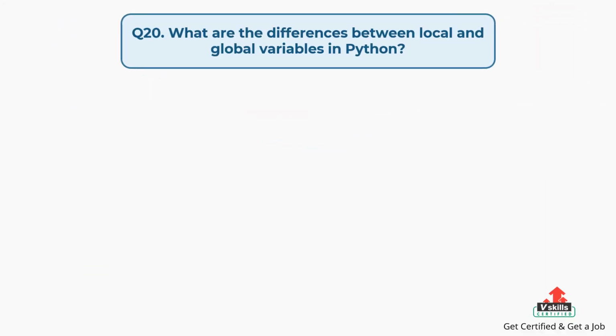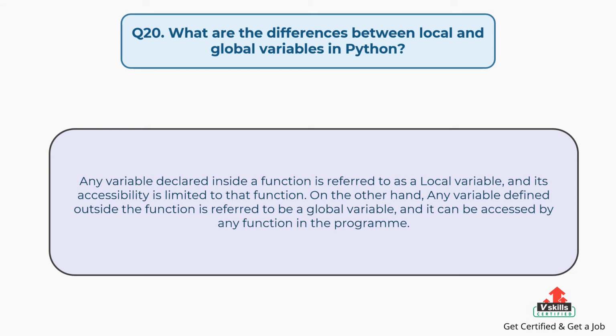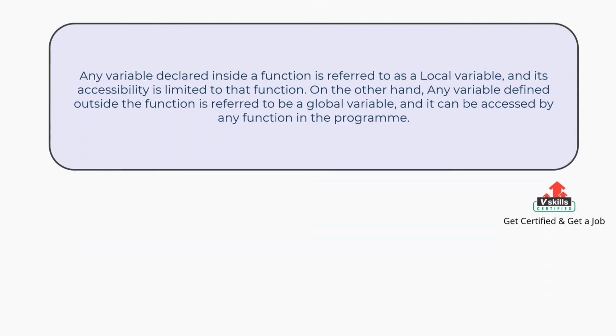Question number 20. What are the differences between local and global variables in Python? The answer is: any variable declared inside a function is referred to as a local variable, and its accessibility is limited to that function. On the other hand, any variable defined outside the function is referred to as a global variable, and it can be accessed by any function in the program.